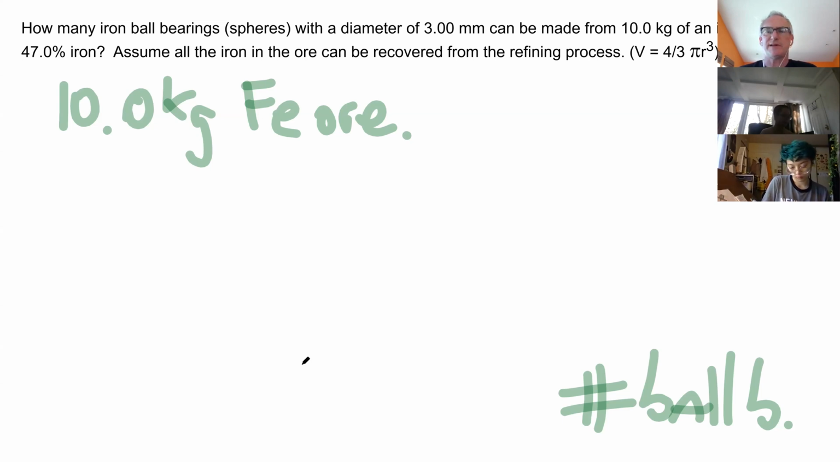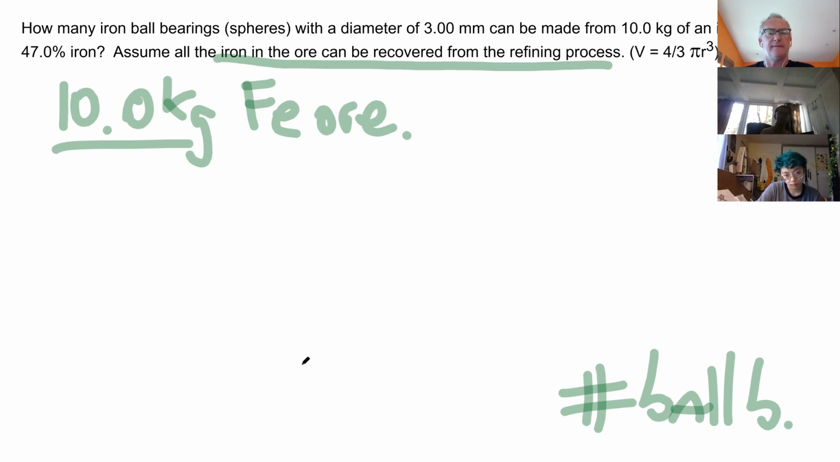So if it's 47%, this means I have 10 kilograms of rock. And if it's 47% iron, and I can get all the iron recovered when I refine it, what's my mass of iron going to be at the end? I have 10 kilograms of rocks with iron in it. 47% of that rock is iron. And I'm said to assume that I recover 100% of the iron from the rock. You get 4.70 kilograms. How do you get that number though?